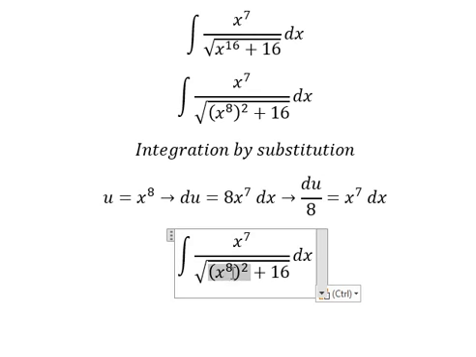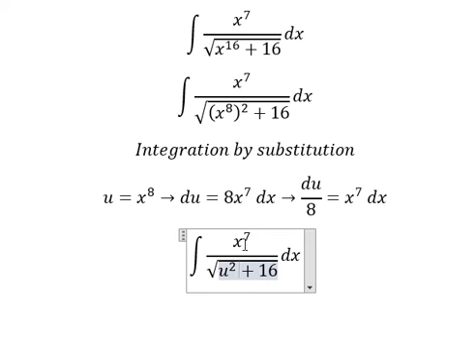So this one we change by u. s to the power of 7 ds we change by this one.